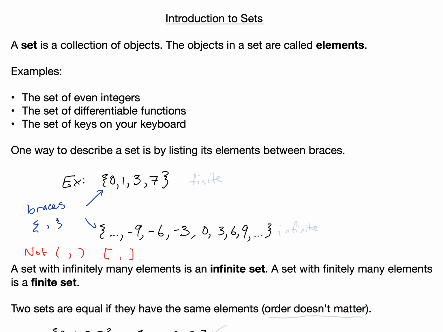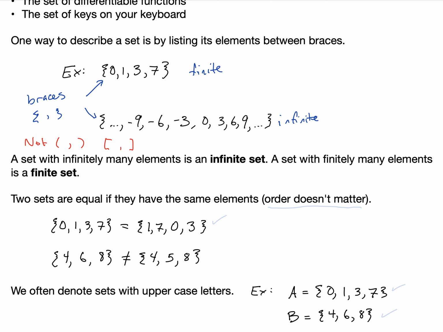Okay. So as we see above, we have a finite set with 4 elements and also an infinite set with infinitely many elements. A set with infinitely many elements is called an infinite set, and a set with finitely many elements is called a finite set.